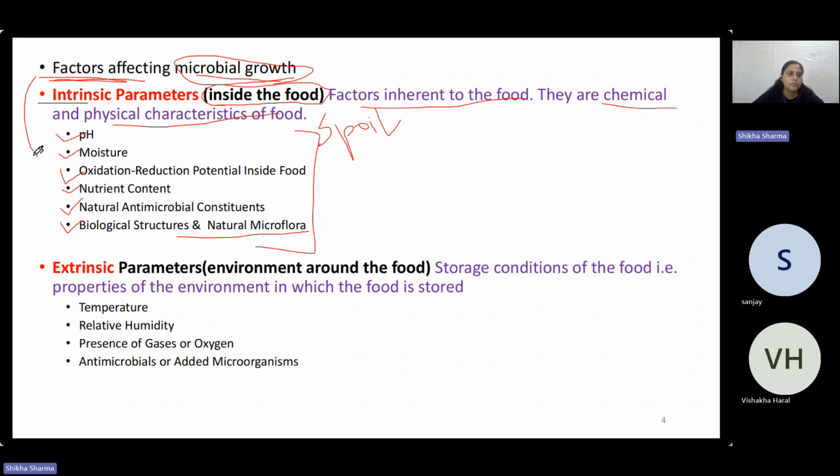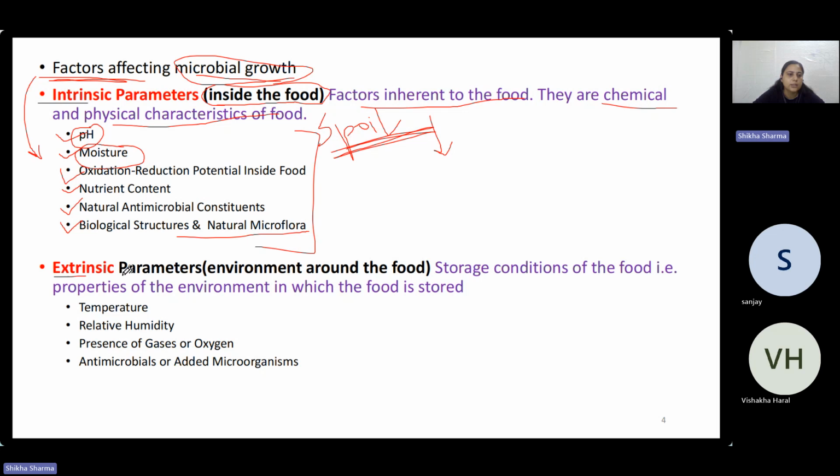These are the intrinsic parameters which affect the wild or spoilage-causing microorganisms or the pathogens in the food. If the pH is very low or very high, then certain kinds of bacteria cannot grow. And if the moisture is very low, then the microbial growth will be very low. So if the microbial growth is very low, the spoilage will also be very low.